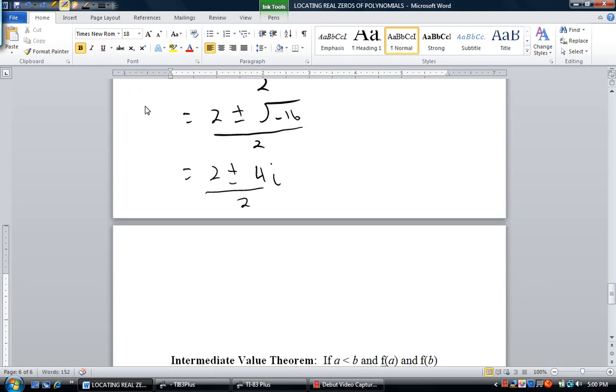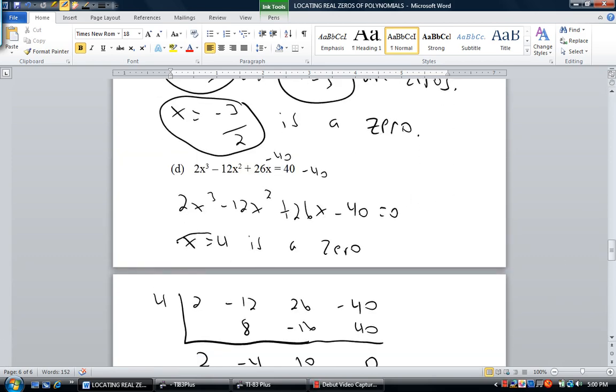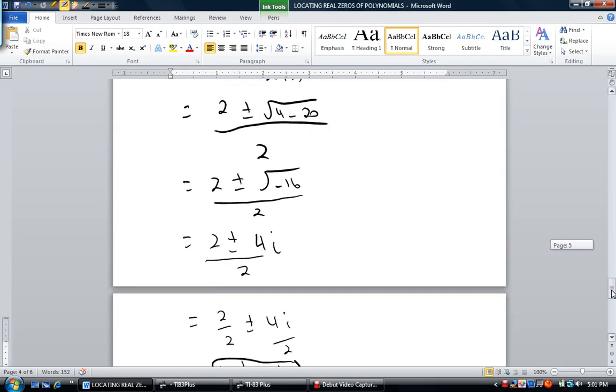And then I like to separate: 2 over 2 plus or minus 4i over 2. 2 over 2 is 1. 4 over 2 is 2, which is 2i. So there's our other two zeros: 1 plus 2i, 1 minus 2i, along with x equals 4. And that's the process that we go through. When in doubt, use the process. But there may be easier ways.